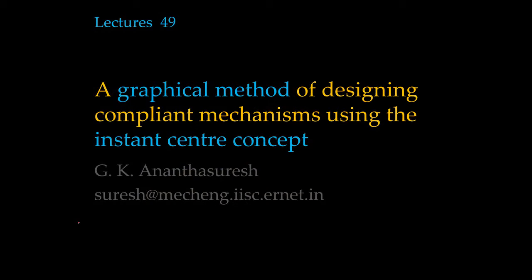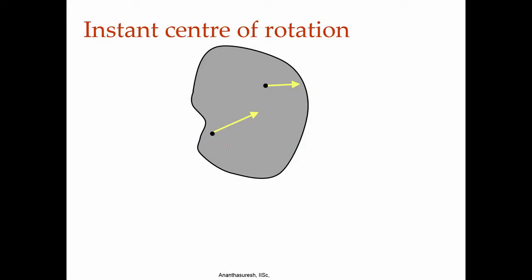So, it is a graphical method. Something that we need to notice, it is a graphical method. One can actually do it on a piece of paper, maybe with a ruler or some measuring thing, but you do not really need any analysis to design compliant mechanisms using this, and it uses the concept of instant center of rotation of a rigid body. That is again a kinematic concept. So, first let us discuss what instant center of rotation means.